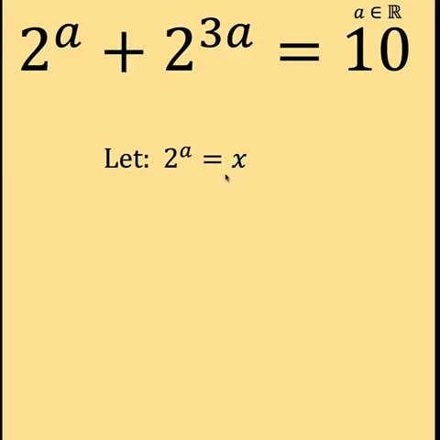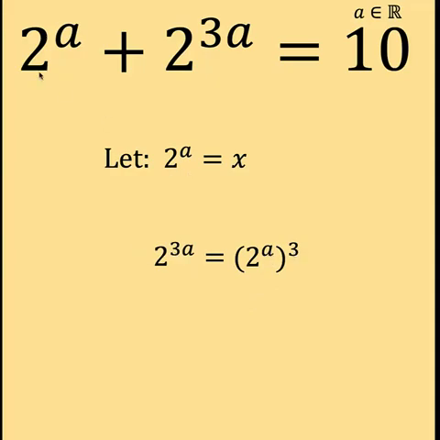Based on this substitution, we can now express the second term, 2 raised to 3a, as the quantity 2 raised to a, all raised to 3, using the inverse of the power law of exponent. Because when you have the quantity 2 raised to a all raised to the third, we can apply the power law of exponent by copying the base 2 and multiplying the exponents a and 3 to get 3a.